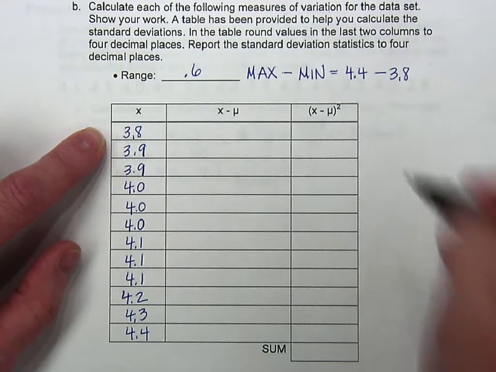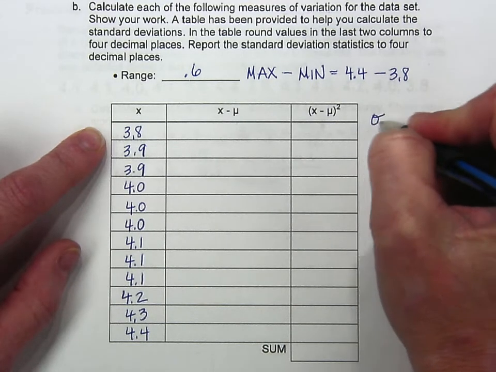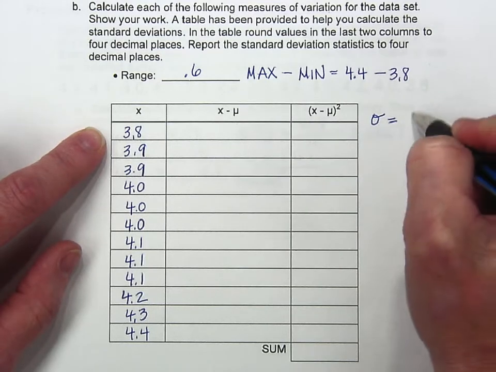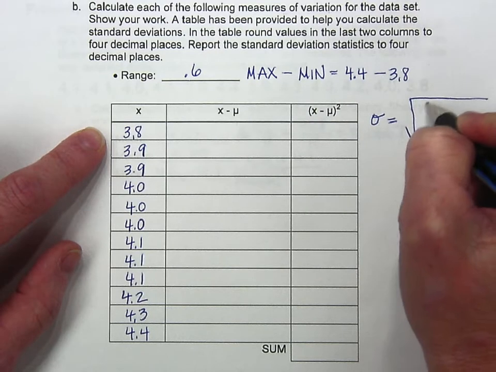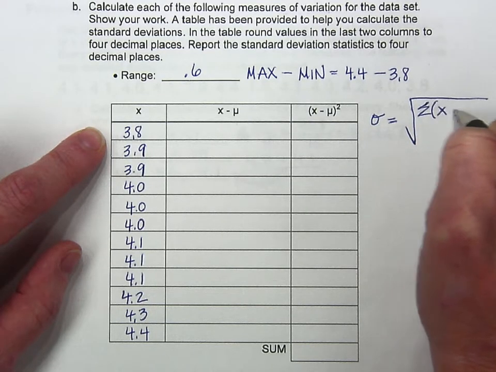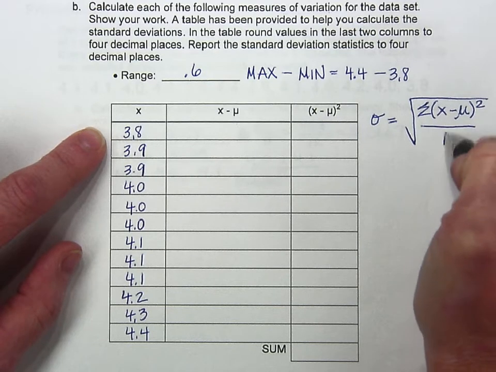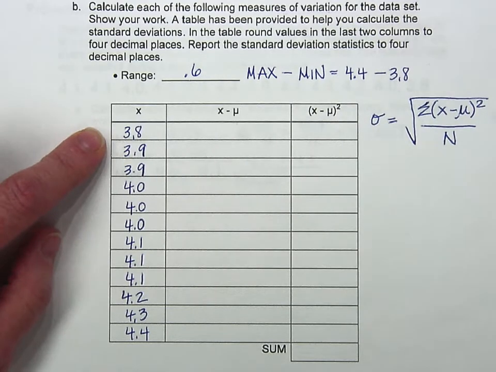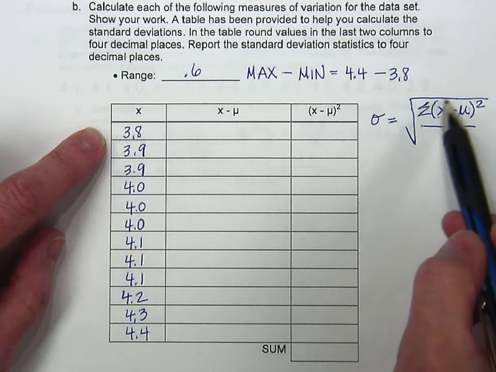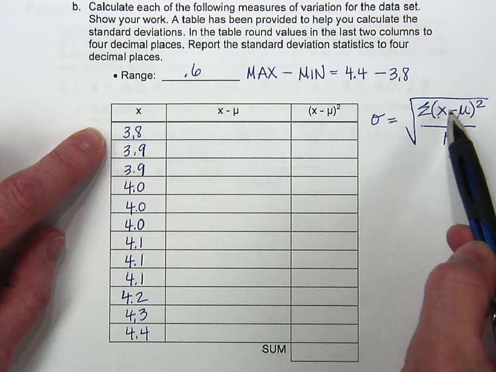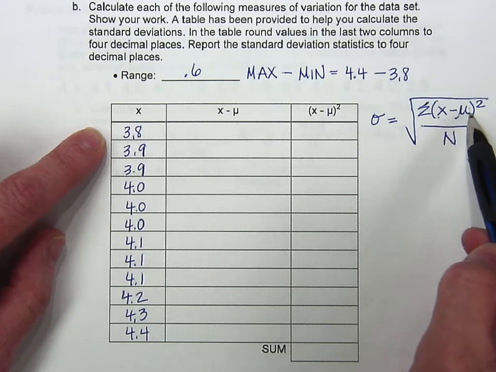The formula for standard deviation looks like this. This is a lowercase sigma, and it is the square root of the sum of x minus the mean squared, divided by n, the total number of points. So we're going to do this in steps. Next, I'm going to do this part of the formula right here. I'm going to take each x value and subtract the mean.